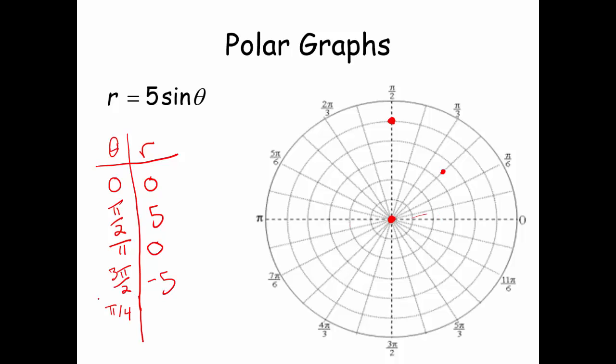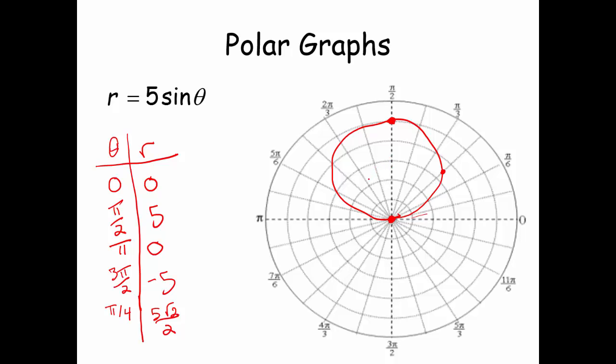So I could keep playing this game. Let me write this down. It's going to be 5 root 2 over 2 exactly. So I can keep playing this game to get more points. And the graph is going to eventually look like, it's very hard for me to draw, but it's going to be a circle with a radius of 2.5 units, with the center being at the Cartesian point 0, 2.5.